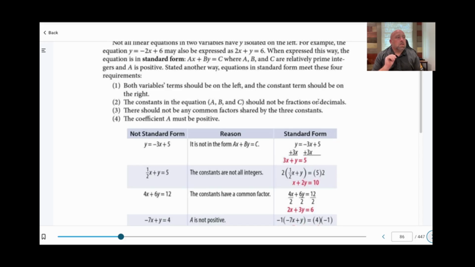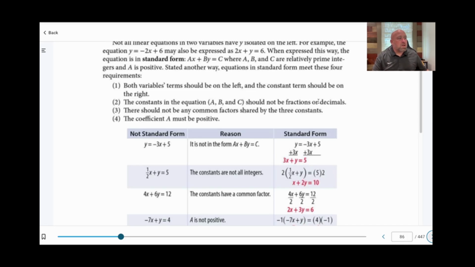Number 3, there should not be any common factors shared by the three constants. In other words, we need to pull out any common factors. We haven't done factoring yet, but I'll show you how this works. It's not super hard, but we have to see, okay, is there anything common? Does any number share, like a 2, for example? If that happens, we got to take that 2 out of there. Again, I'll show you what that means in just a second.